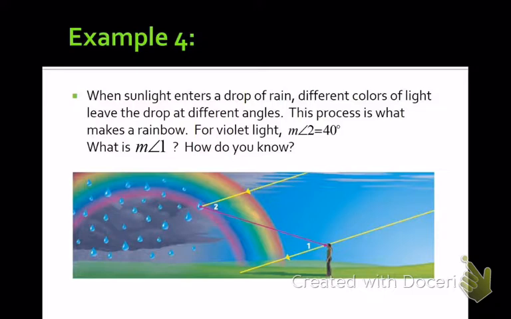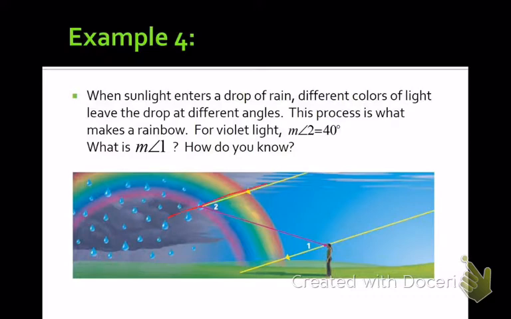And one more example here. When sunlight enters a drop of rain, different colors of light leave the drop at different angles. This process is what makes a rainbow. For violet light, the measure of angle 2 has to be 40 degrees. What's the measure of angle 1?